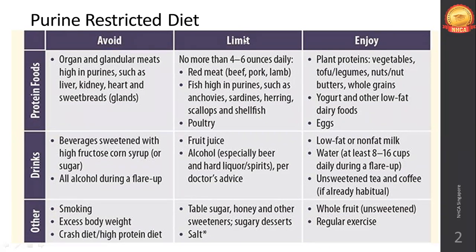These things you can take in moderation. Red meat in moderation, fish which is high in purines like anchovies, sardines, scallops, shellfish, etc. Poultry also in moderation. Ideally, limit yourself from non-vegetarian food. Fruit juice also in moderation. Alcohol, as per the doctor's advice. Table sugar, honey, artificial sweeteners, even jaggery. Salt in moderation.